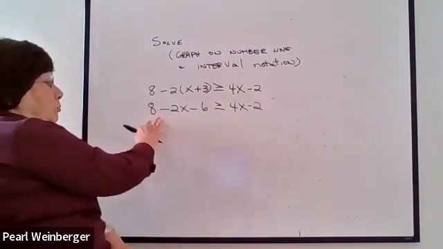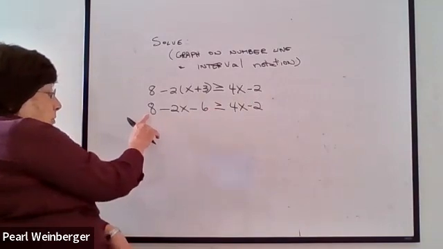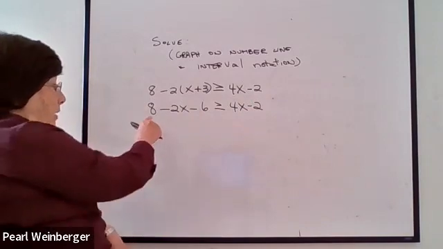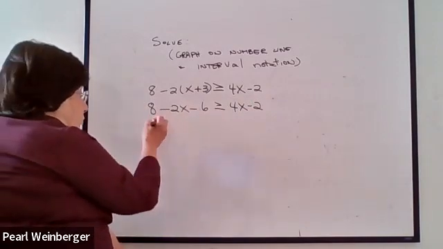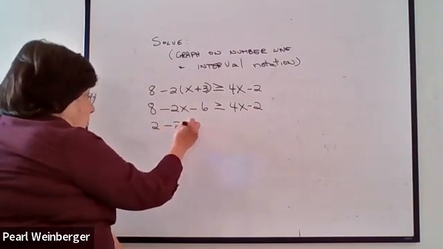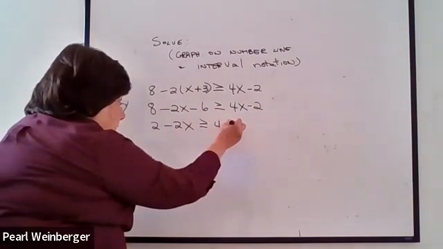And then we look to combine our like terms, and the numbers 8 and -6 are like terms. So I'm going to do 8 minus 6, which will give me 2. Just bring down this -2x greater than or equal to 4x minus 2.